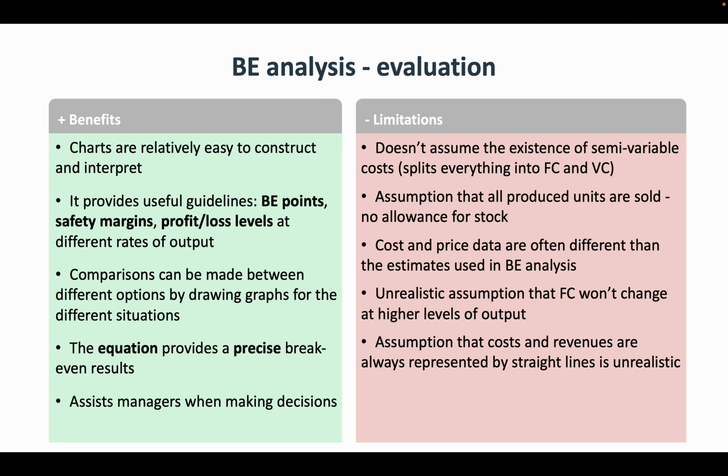So, break-even analysis doesn't assume the existence of semi-variable costs. As you could have seen, one of the types of costs we've covered is how they relate to output, whether costs increase with the output produced or stay the same. We used to split those types of costs into fixed costs, variable costs, and semi-variable costs. But in the break-even analysis, we only use fixed costs and variable costs. So we don't assume the existence of these semi-variable costs, and that is a limitation. It won't give, therefore, very precise results.